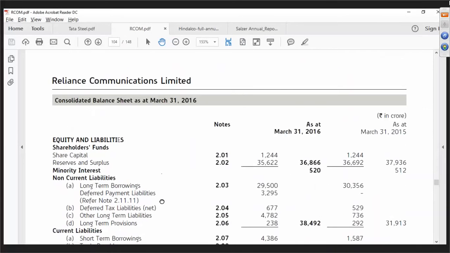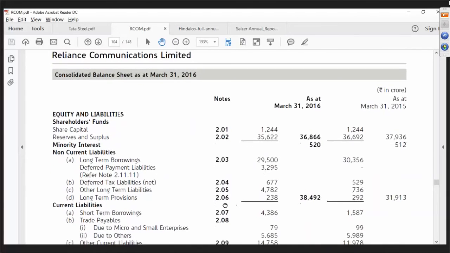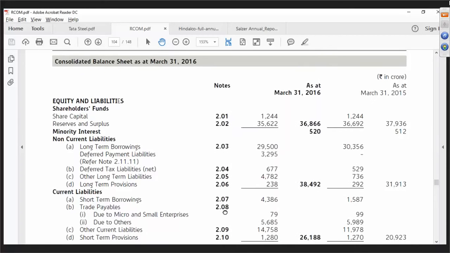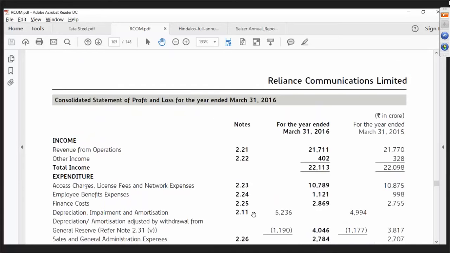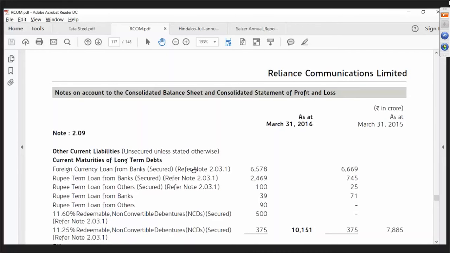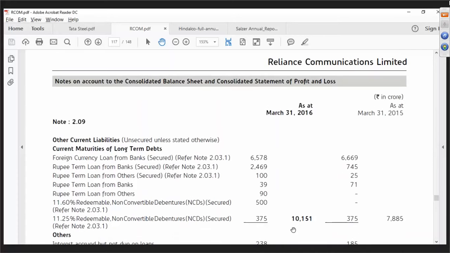Let's look at Reliance Communication. Consolidated data, what is the debt number? 29,500 crore. Short-term borrowings of about 4,500, that's 34,000 crore. And if you look at other current liabilities, that's another 14,000 crore. Should we just quickly check 2.09? That's current maturity of long-term debts, and you see 6,000 crore, 2,000 crore, about 10,000 crore of long-term debt is retiring this year. So they put it this way because it's not short-term debt, but it's a current liability because it's due this year. But it is not a long-term debt either at this point of time because it's less than 1 year.